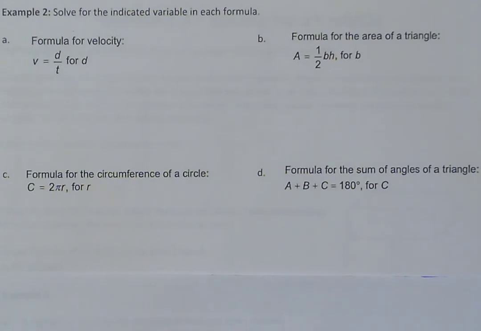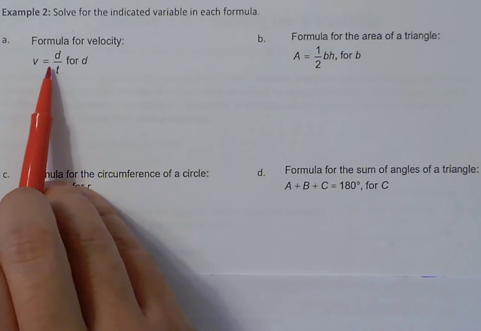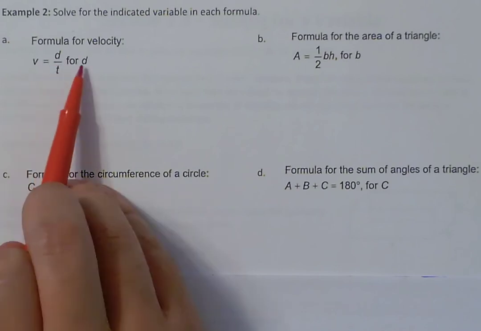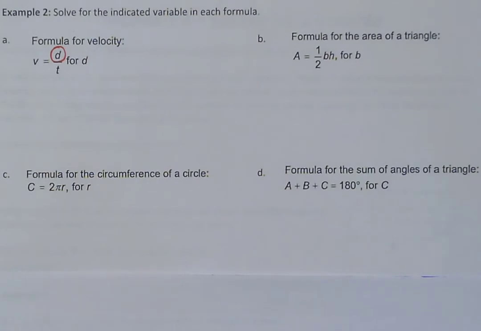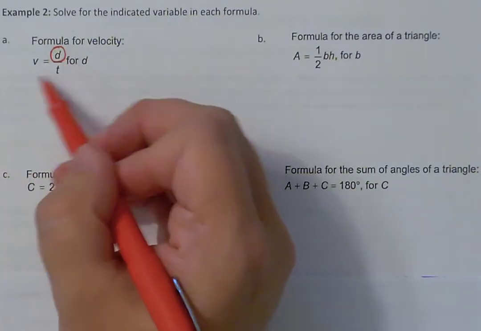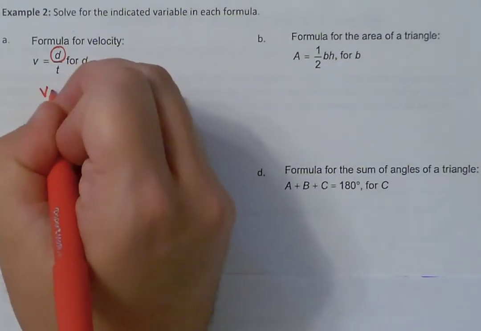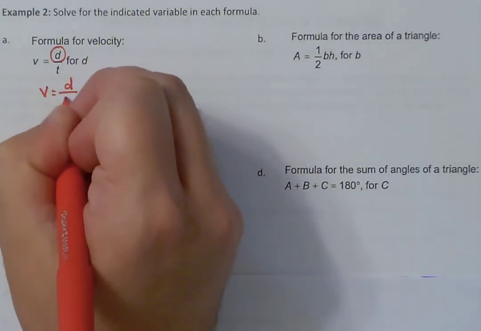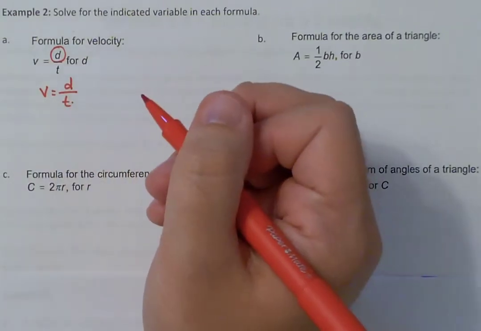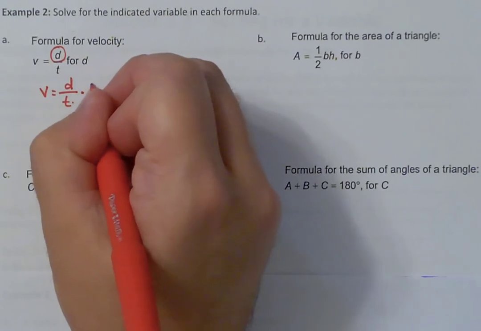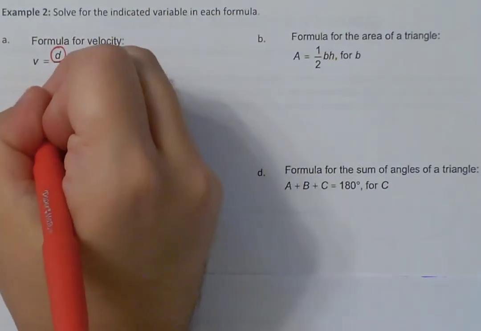All right, so for example 2a, the formula for velocity, we have v equals d over t, and we need to solve for d. So we need to get d by itself, because I have a fraction on the right side. What I'm going to do is rewrite this. To get rid of my fraction, I need to multiply by whatever is on the bottom of the fraction to both sides. So we're going to multiply t to both sides.